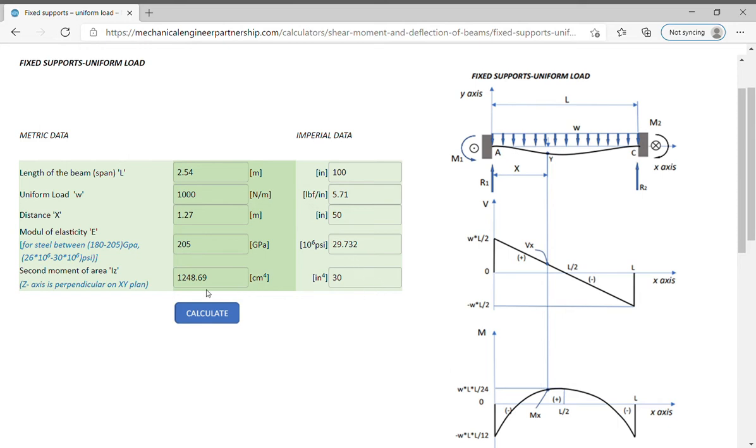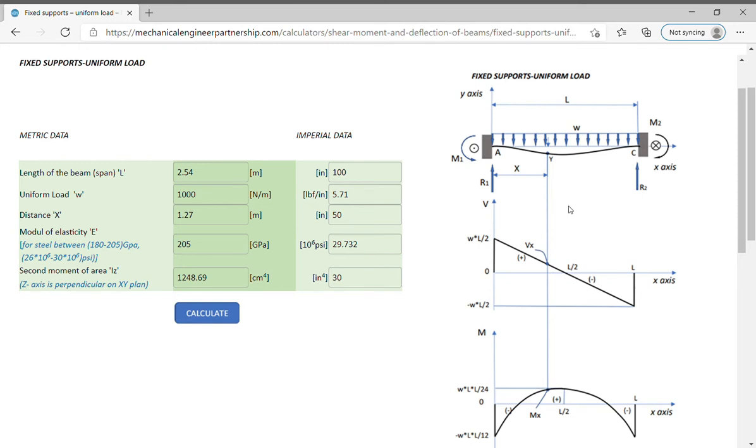The second moment of area in this case is in centimeter to the fourth power or inch to the fourth power. The figure shows a beam fixed in A support by reaction R1 and moment M1, and fixed in C support by reaction R2 and moment M2, and loaded by a uniform load W. See the other videos for explanations related to sign conventions of shear and bending moment, rules used and references.